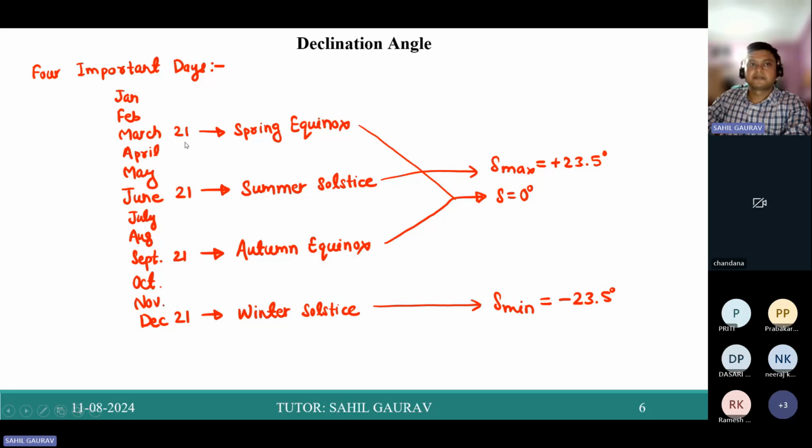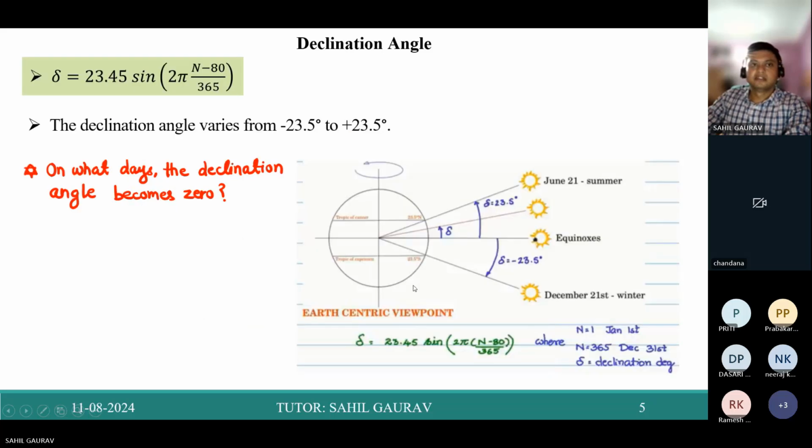So first comes March. These are at 2 month gaps. January, February, there is no special day. Then March 21 comes, it is the spring equinox. Then again a 2 month gap, April, May. Then again a special date comes, June 21, the summer solstice. Then July, August, a 2 month gap. Again September 21, it is the autumn equinox. Then a 2 month gap, October, November. Again on December 21, we have a solstice, and based on the weather, it is the winter solstice.